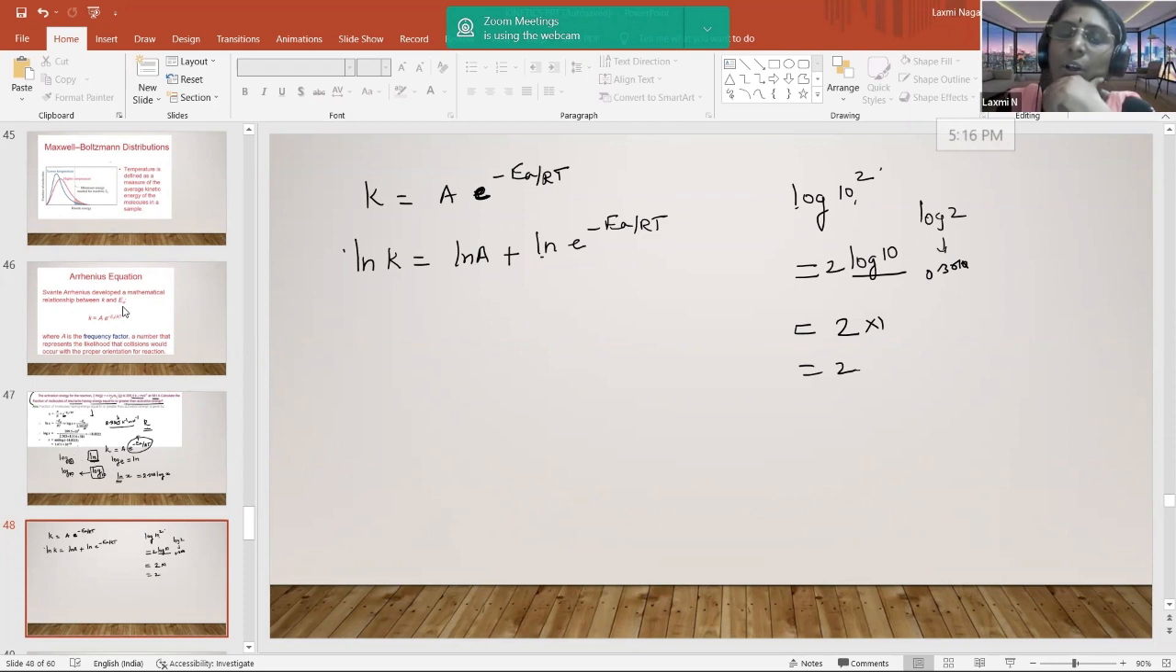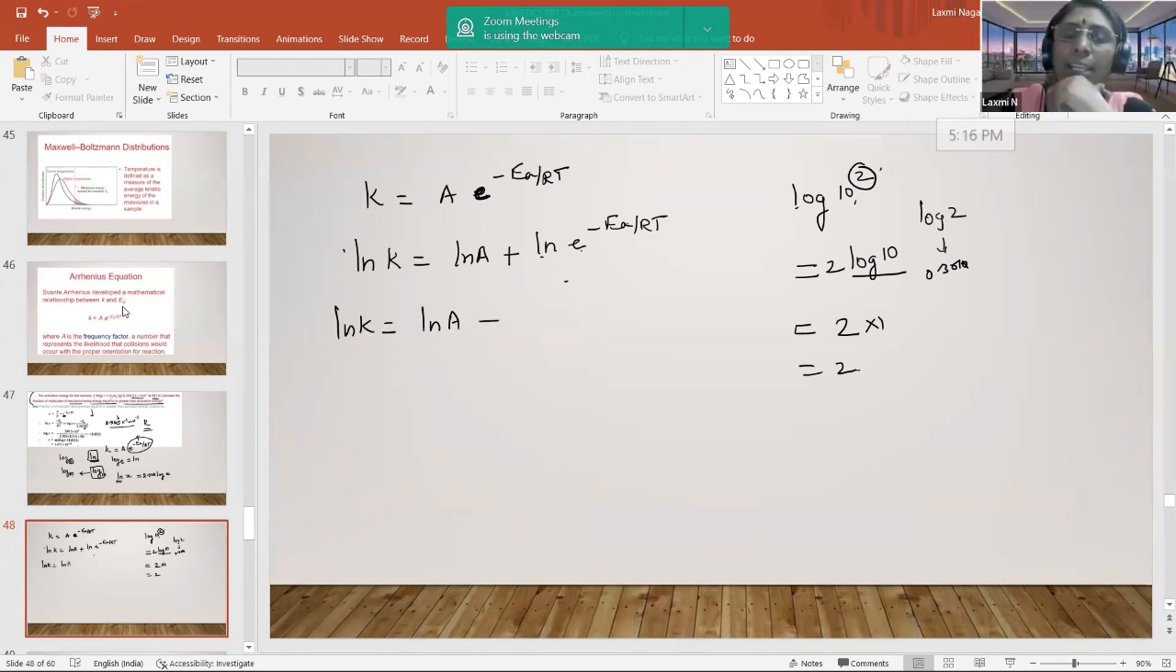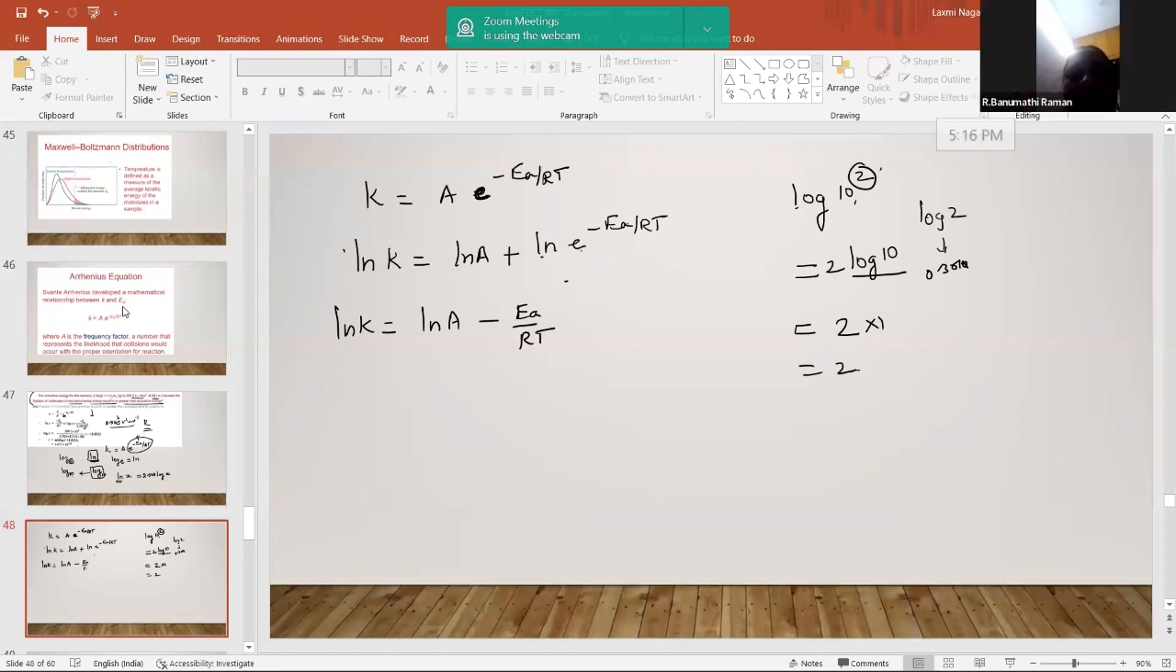Similarly, ln of e to the power minus Ea by RT is the power itself. Yes, minus Ea by RT. So ln k is equal to ln A minus Ea by RT.